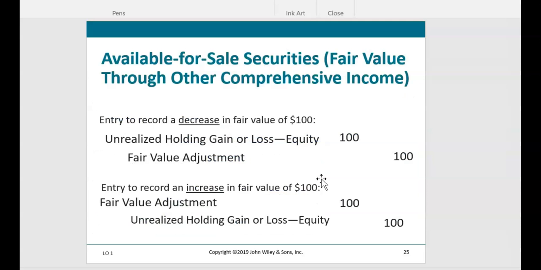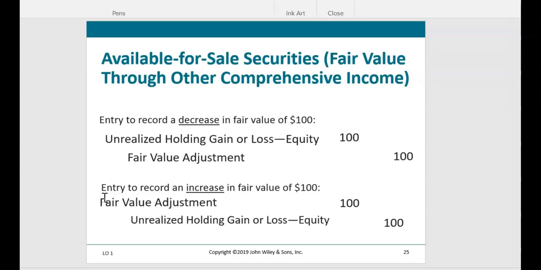Here's what a journal entry would look like if we want to decrease the fair value of an available for sale investment. We would debit unrealized holding gain or loss dash equity and credit fair value adjustment. Of course, if we wanted to increase the fair value of a debt investment, we would do the reverse, debit fair value adjustment and credit unrealized holding gain or loss dash equity.